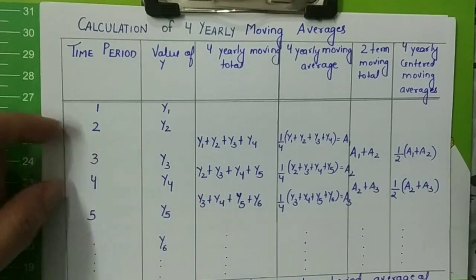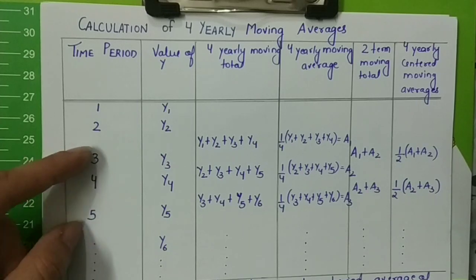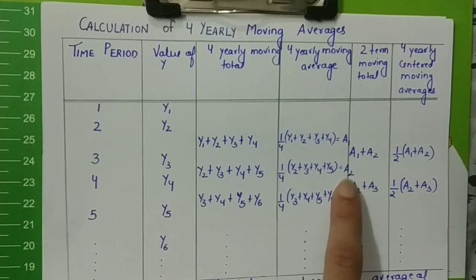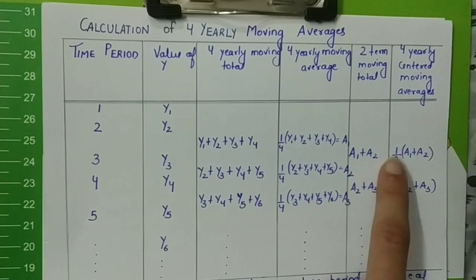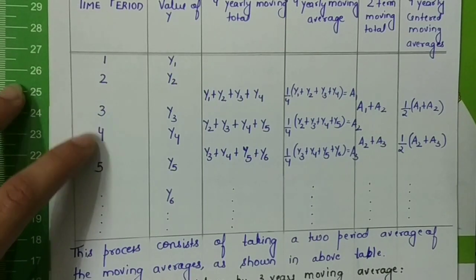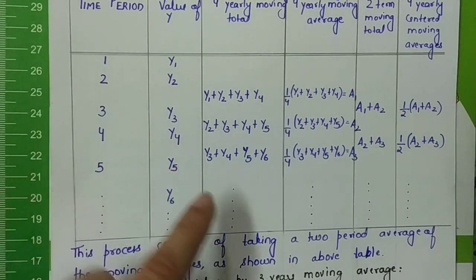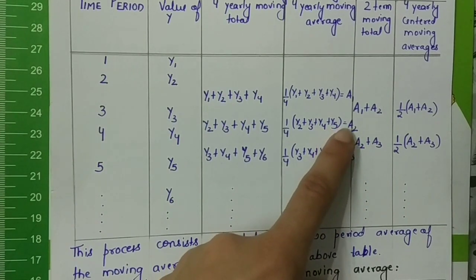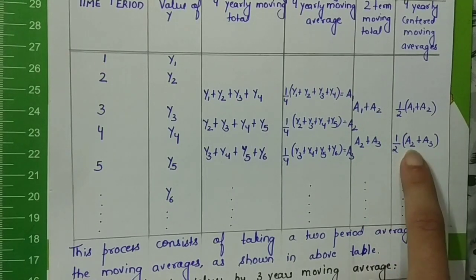Now I'll proceed further. I will take another set of 4 years, 2, 3, 4, 5. I will total the values of y for the years 2, 3, 4, 5 and divide the total by 4. I will get another value a2. When I get values a1 and a2, I will add them and center them by dividing by 2. Then I will proceed further. I will take the years 3, 4, 5, 6, take the values for those years and divide the total by 4. I will get another value a3. Then I will sum the values of a2 and a3 and center them by dividing by 2.